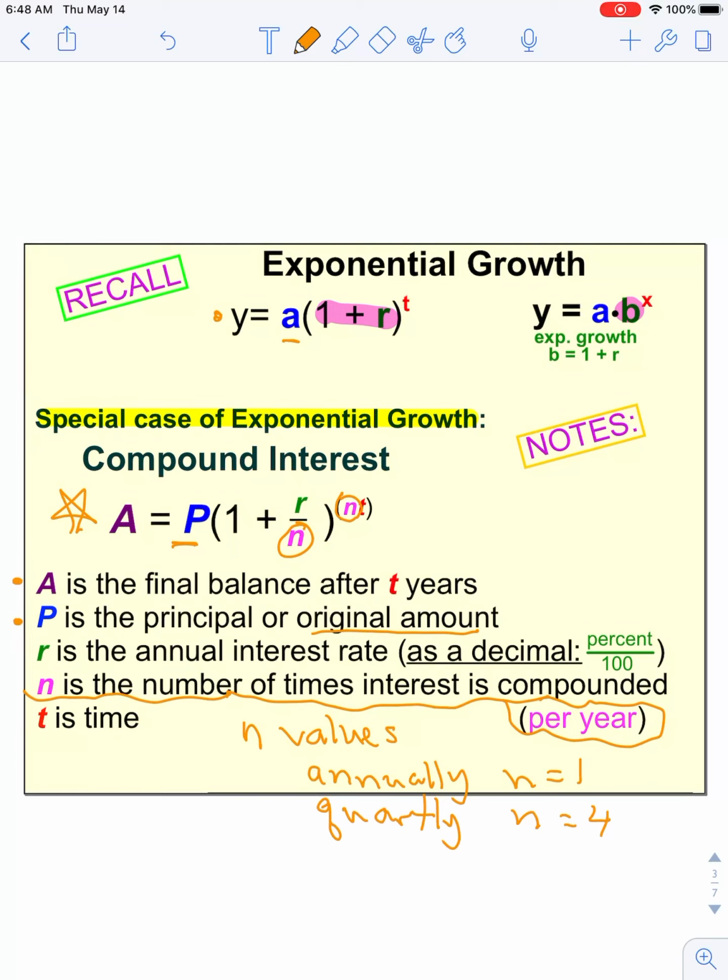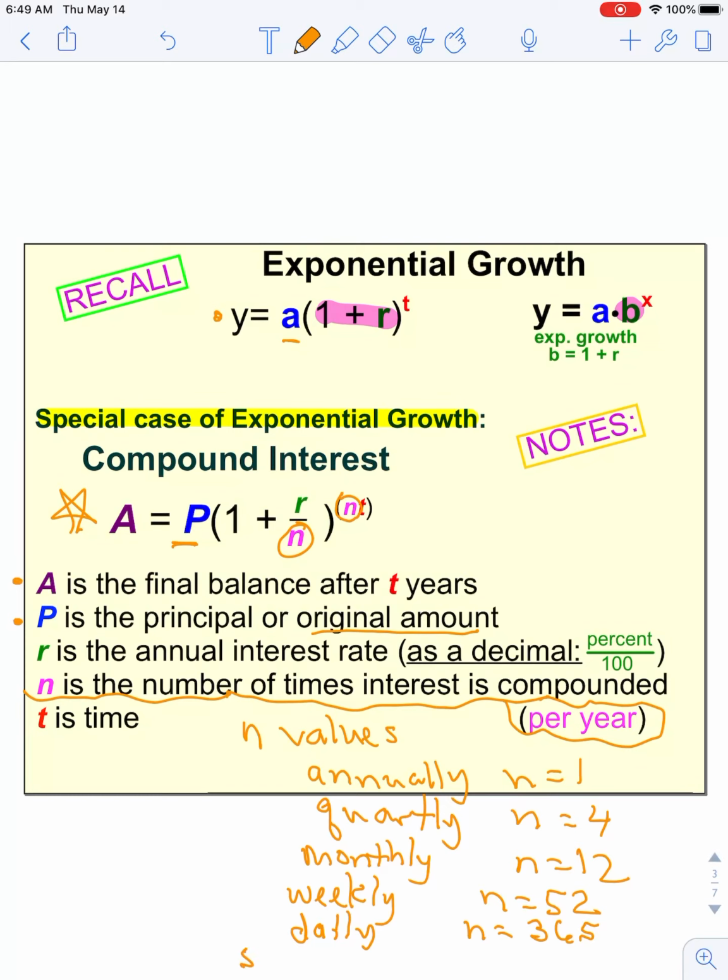If we talk about monthly, well, how many months are in a year? Well, 12. So n would be 12. Weekly, hopefully you know how many weeks are in a year. But if not, there are 52 weeks in a year. So n is 52. Daily, how many days are in a year? Hopefully, again, you know these things from previous knowledge.